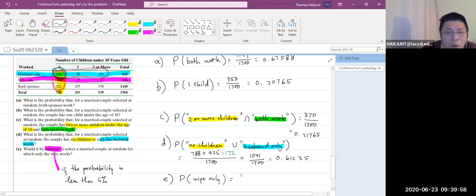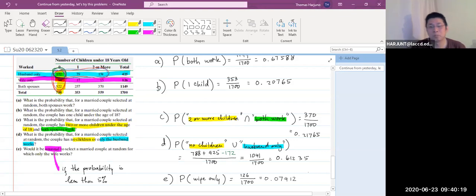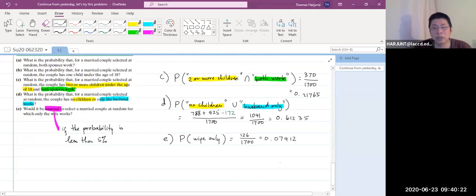will be 126 over 1700. That will be 0.07412. So is this more or less than 5%? This is 7.412%, right? Which is more than 5%. So the conclusion is it is not unusual.